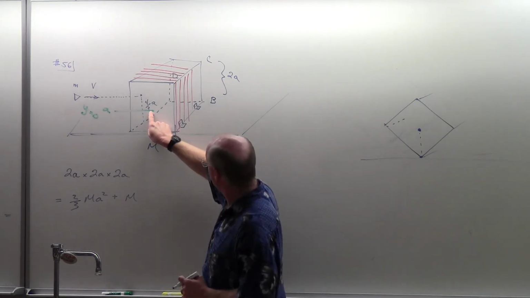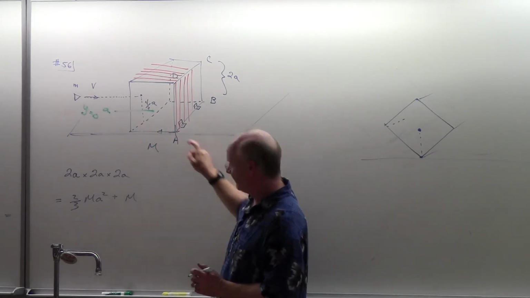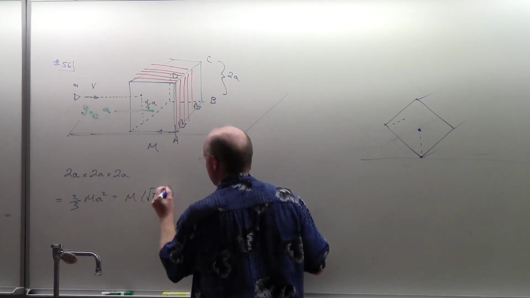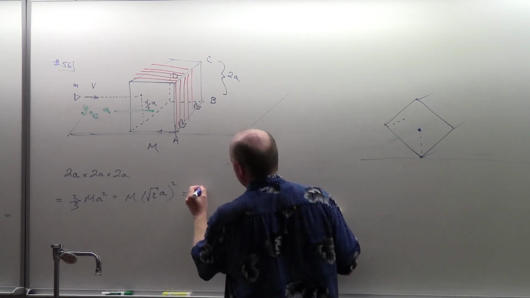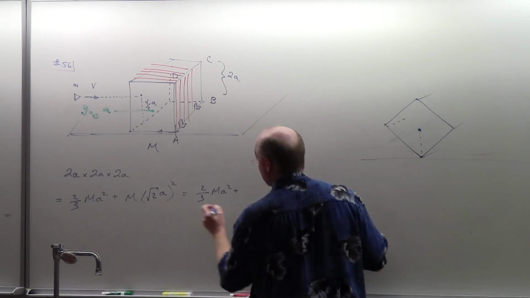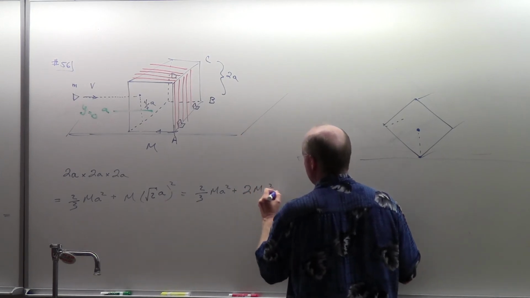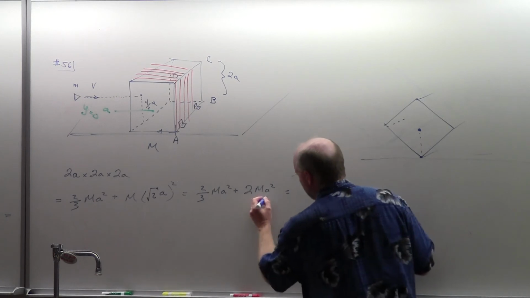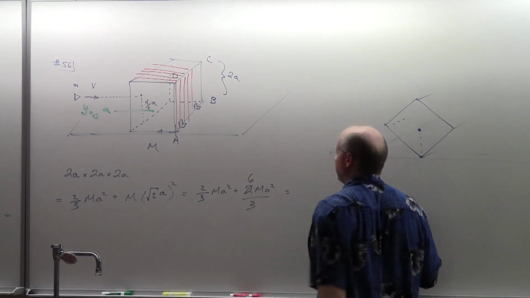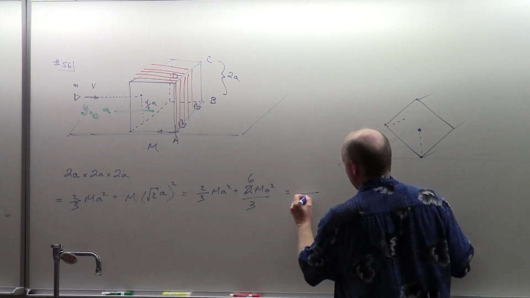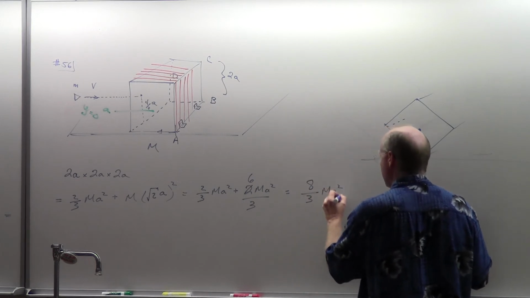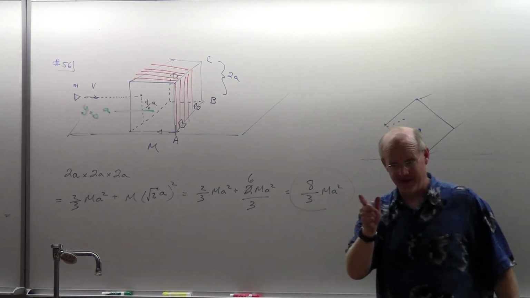Yeah, I'm going from the center over to this corner. How far is that? Root 2a squared. All right, so this is 2/3 ma squared plus 2ma squared, which if I get a common denominator, multiply by 3, then common denominator is a 3, a 2 and a 6 make an 8 ma squared. Okay, there is what I want.